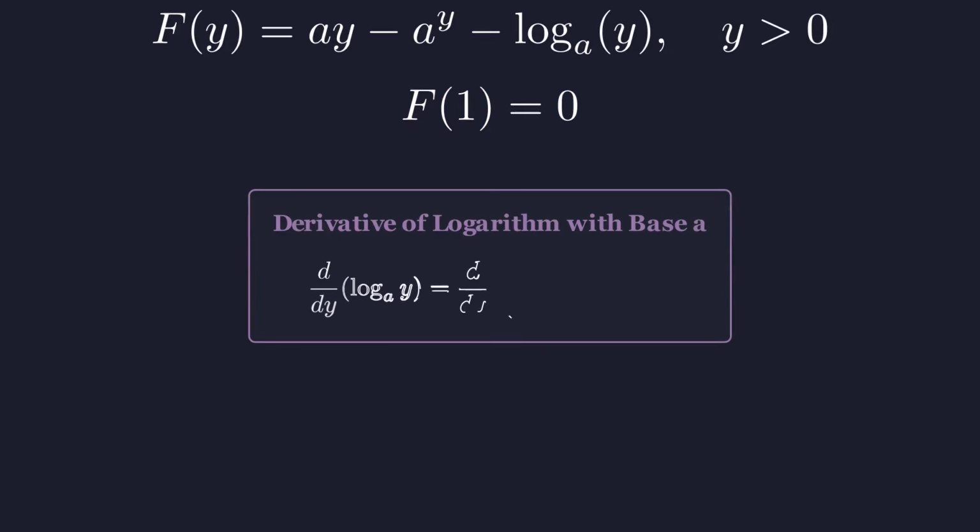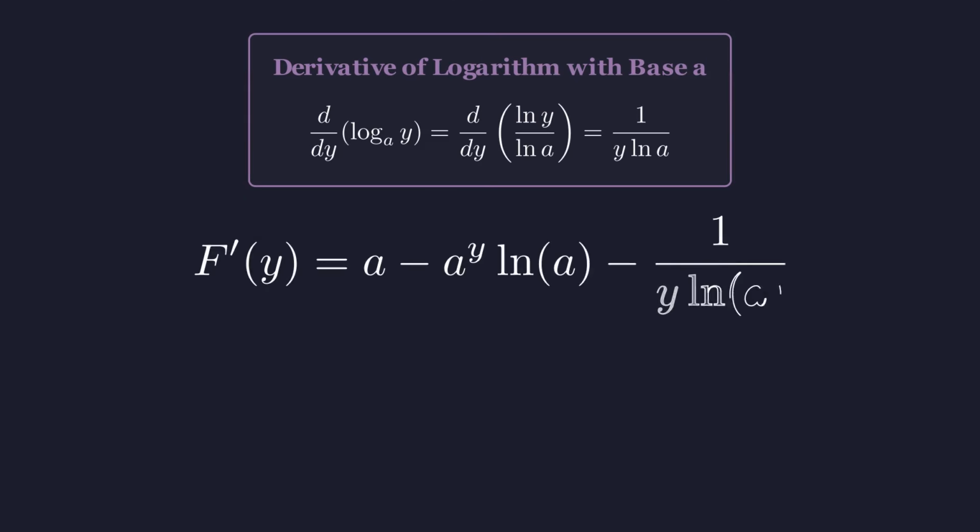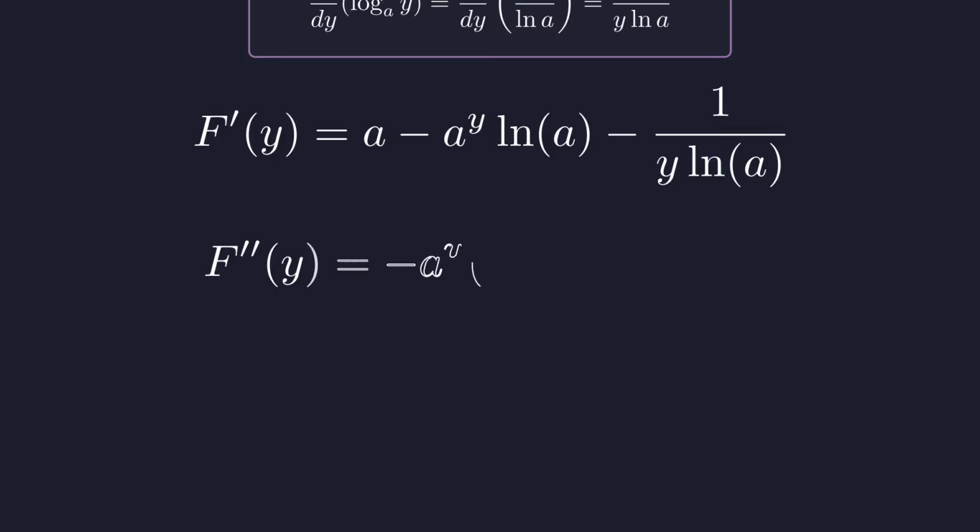Now, to figure out if there are any other roots, we need to understand how this function behaves. Time for some calculus. Remember, the derivative of a logarithm with a general base involves the natural log of that base in the denominator. Taking the derivative of each term gives us our first derivative, a linear term minus an exponential term minus a logarithmic term. And differentiating once more gives us the second derivative.